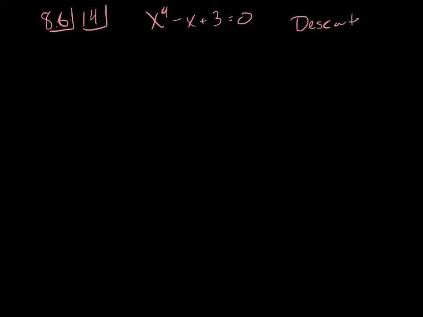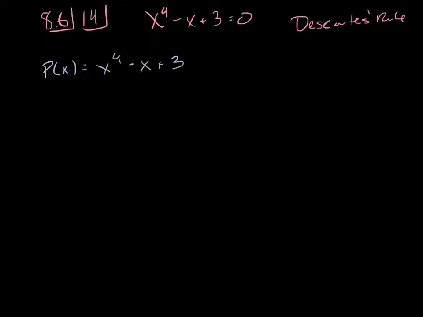Okay, this is number 14 from 8-6. So it tells us we've got x to the fourth minus x plus 3 is equal to 0. These are all about using Descartes' rule. So let's look at this. P of x is x to the fourth minus x plus 3.